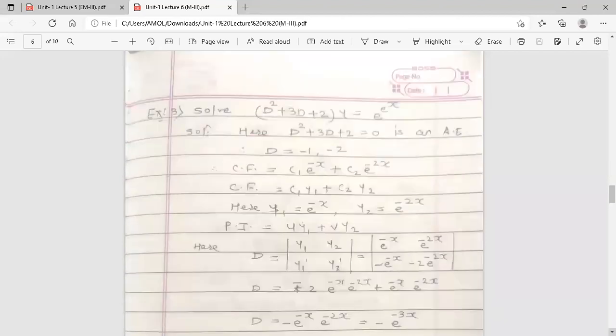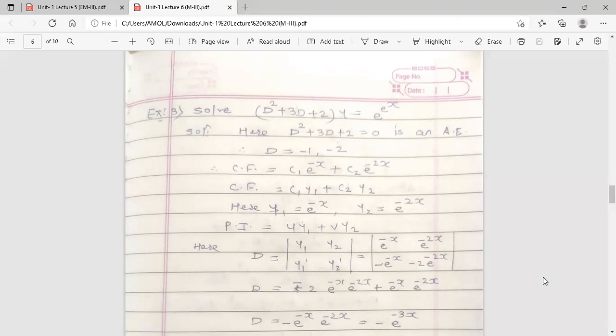This is the second example. And the next example, you take it as homework. Solve D square plus 3D plus 2 into y is equal to e to the power e to the power x. So you take it as homework. You try to solve this example. And so this is the VP method. We discussed the VP method, or method of variation of parameters, to find a particular integral, and it is the special case of second order differential equation only. Discussed for only second order linear differential equation with constant coefficients.